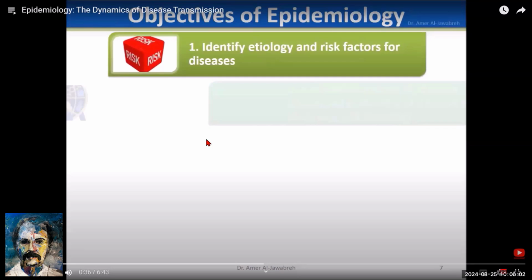Mathematics is good, because mathematics, statistics, and epidemiology run parallel with each other. Okay. So first, why do we study disease? First, to identify etiology and risk factors for disease.